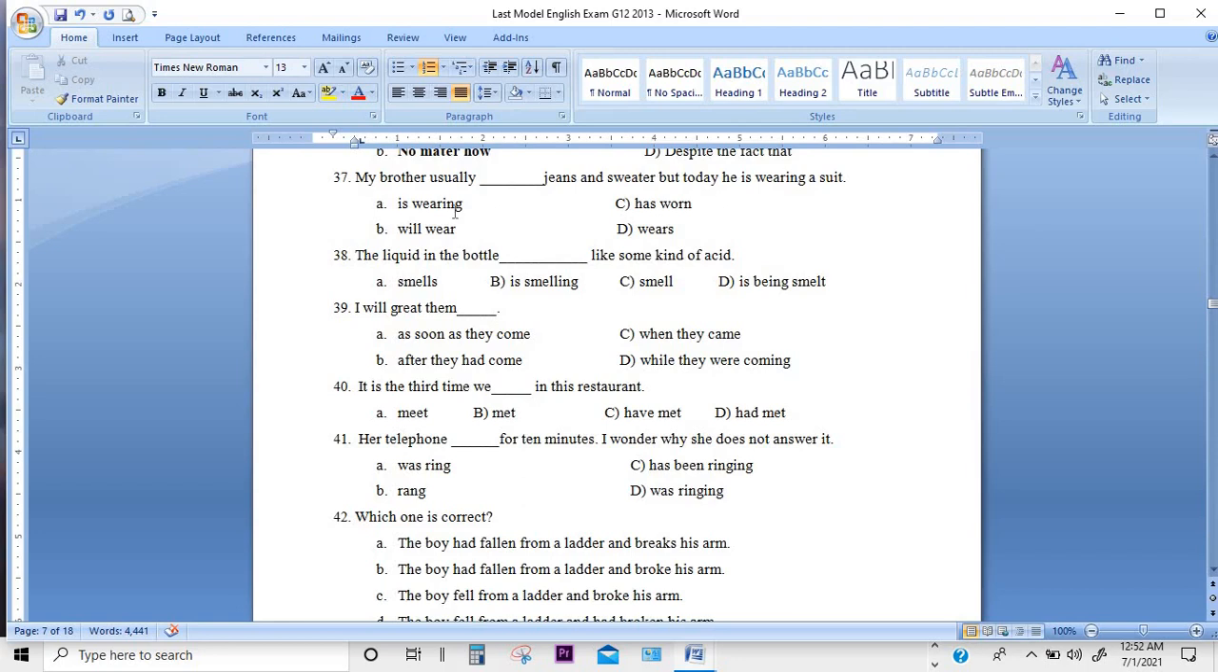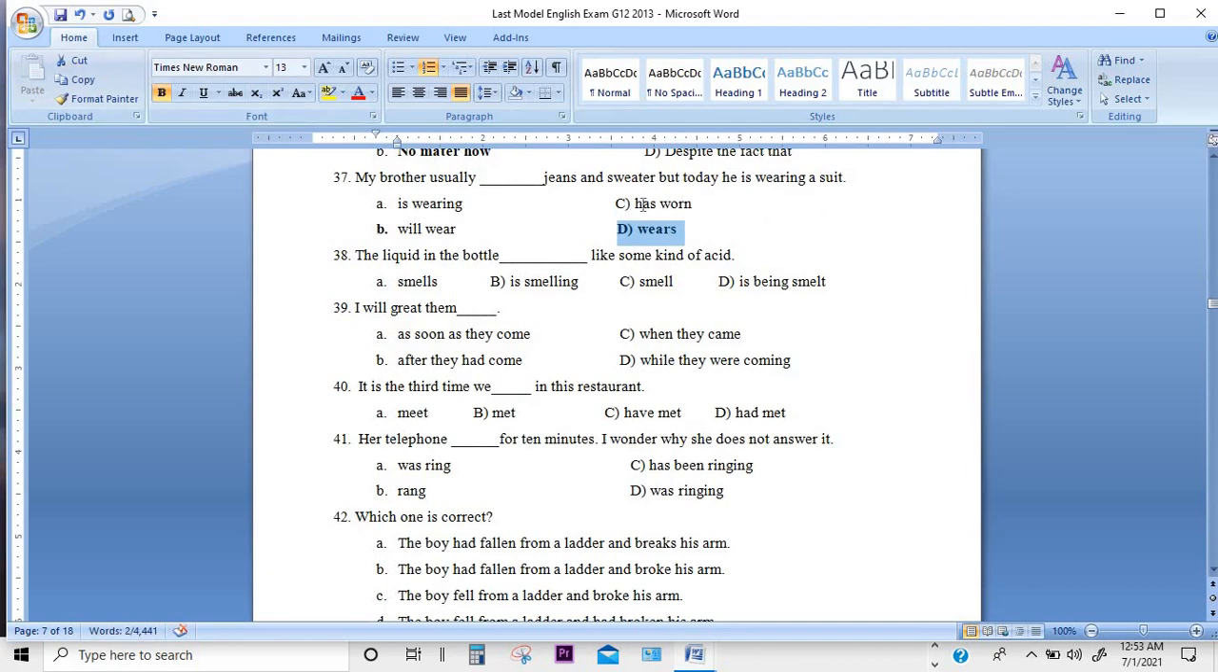So is wearing is continuous tense. Present continuous tense is to express an ongoing action, an incomplete action, ወይም ደግሞ በሂደት ላይ ያለ continuous action. Will wear is future. This is a future action. A future tense expresses an action which will happen sometime in the future, so we don't use future tense here, we use simple present tense. So wears is our answer. Okay, wears is our answer.